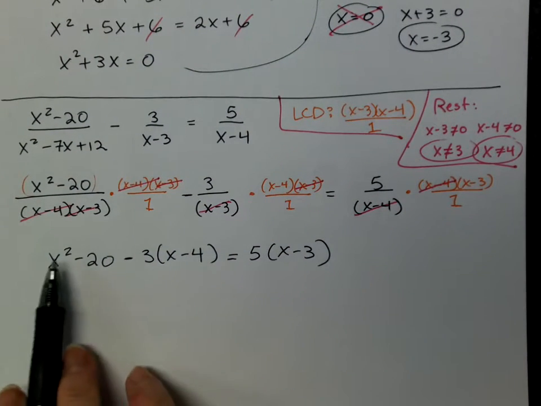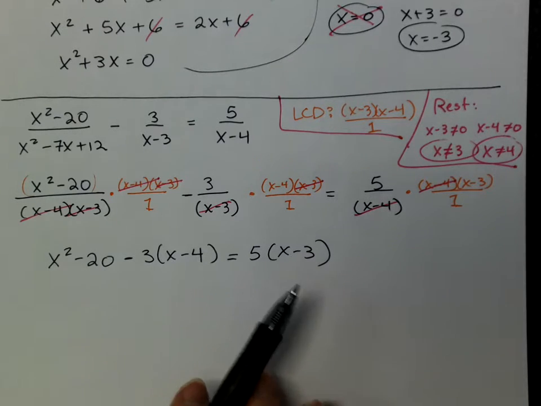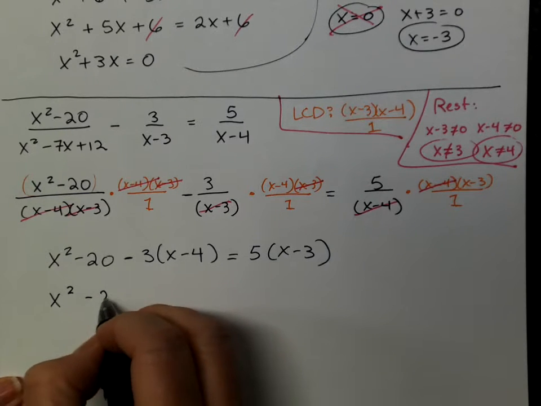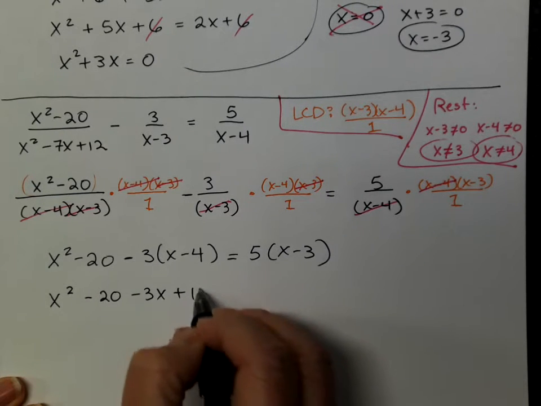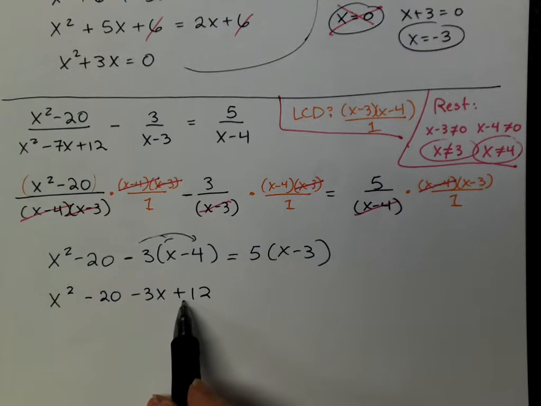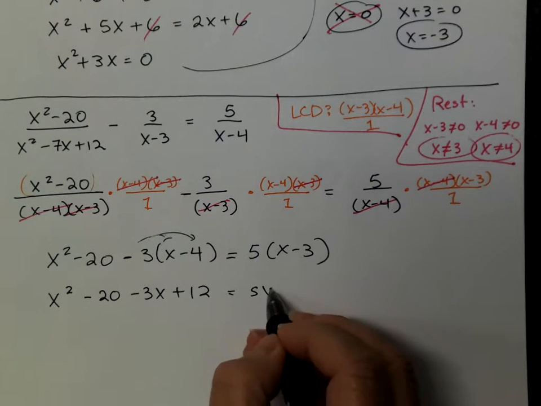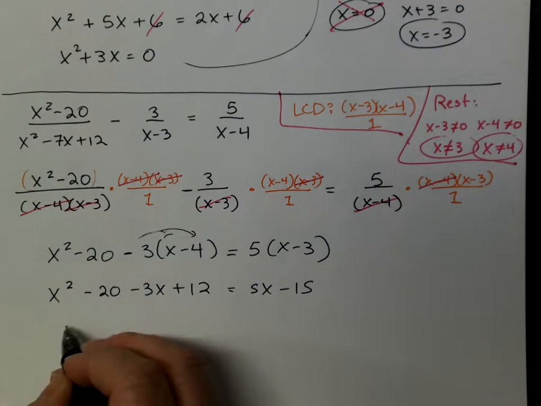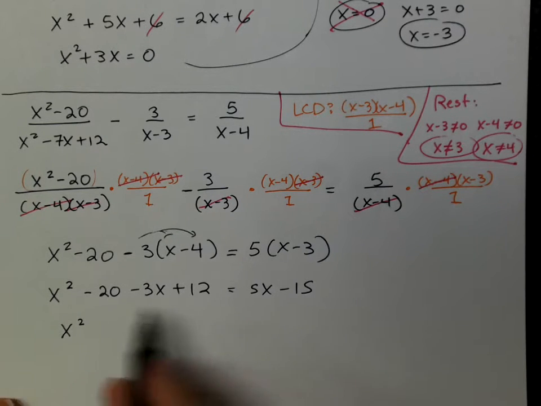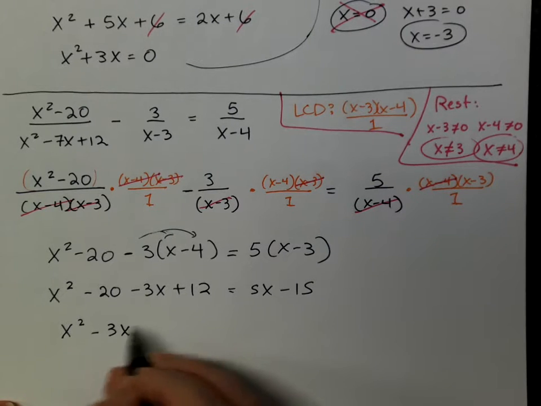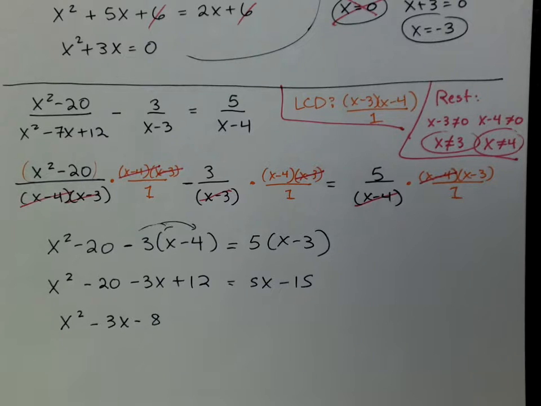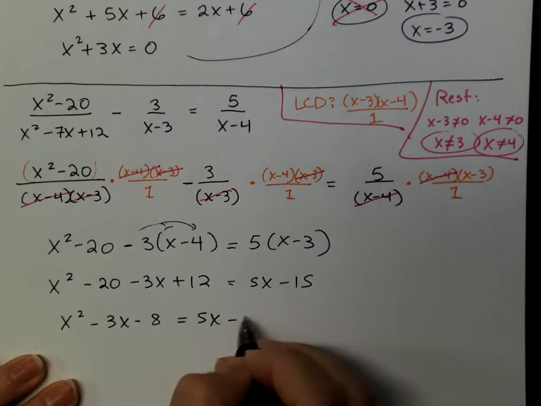I can see that's quadratic, and it looks like it's going to stay quadratic. So I just start cleaning it up with an eye to putting it in standard form. Minus 20 minus 3x plus 12. Be very careful. You're distributing a negative 3. That makes a plus 12. I make sure that it is in quadratic order, and then I'll bring everything over. So x squared minus 3x, and then minus 8. A, B, C. It's equal to 5x minus 15.